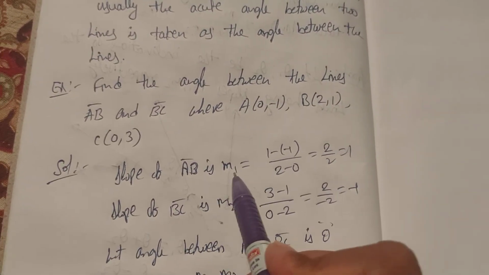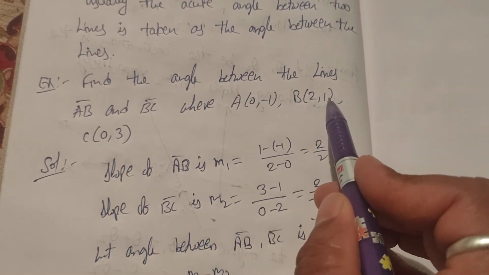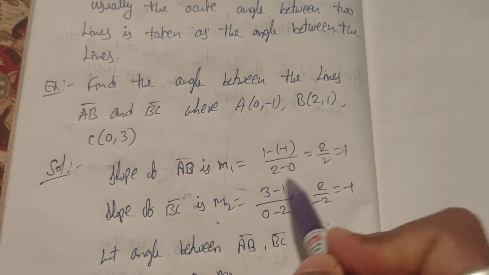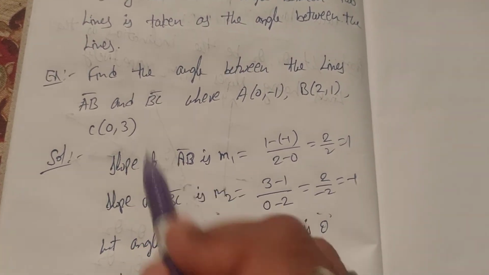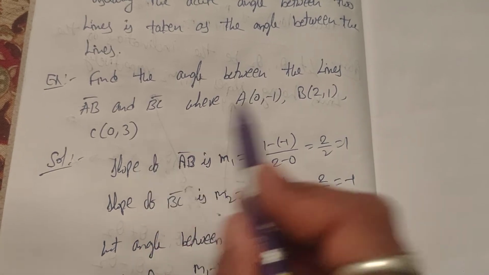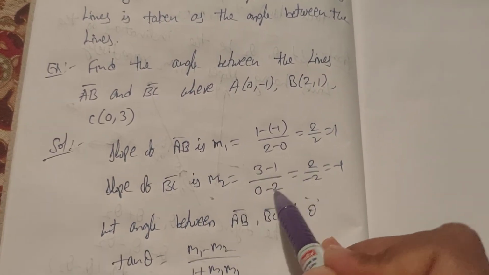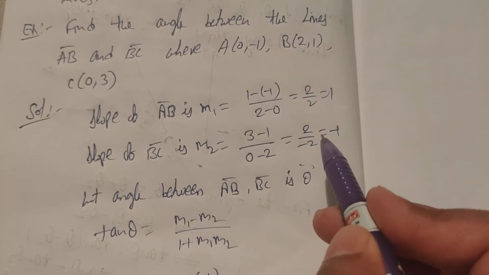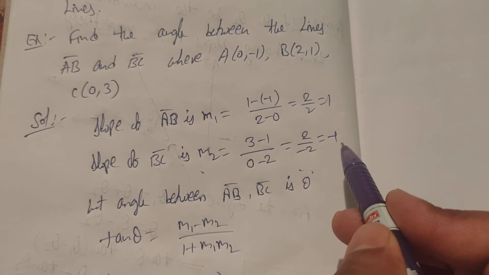So the slope of AB is denoted by m1. AB means these two are the points: 1 minus of minus 1 by 2 minus 0, that is equal to 2 by 2, that is equal to 1. The slope of BC, using these 2 points, is 3 minus 1 by 0 minus 2, denoted by m2. m2 is equal to 3 minus 1 by 0 minus 2, that is equal to 2 by minus 2, which is equal to minus 1.